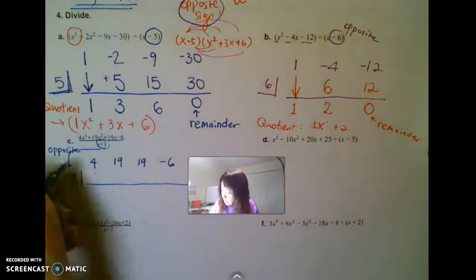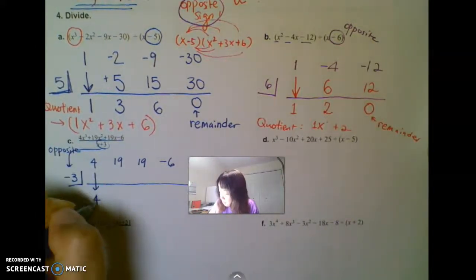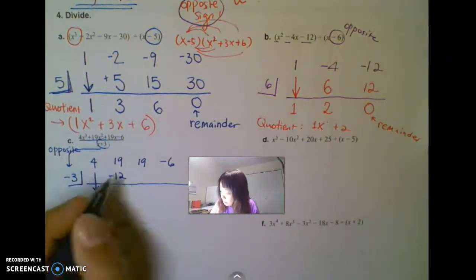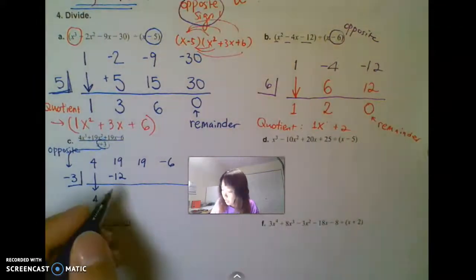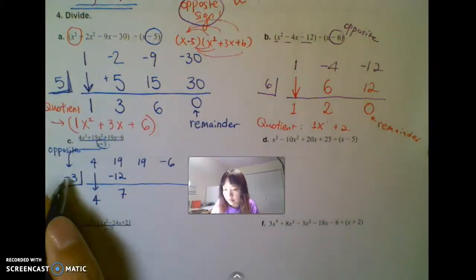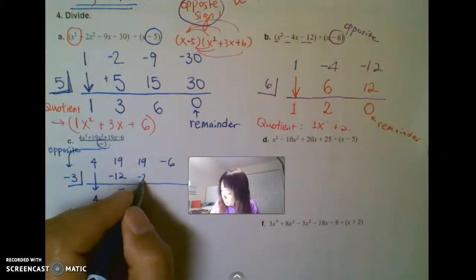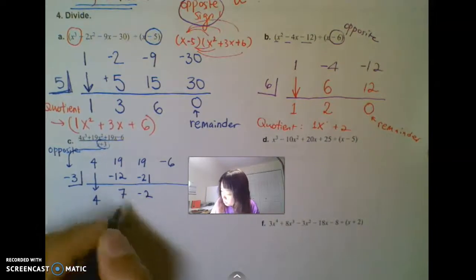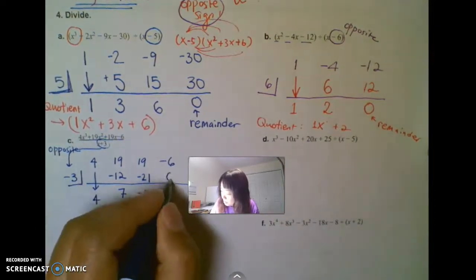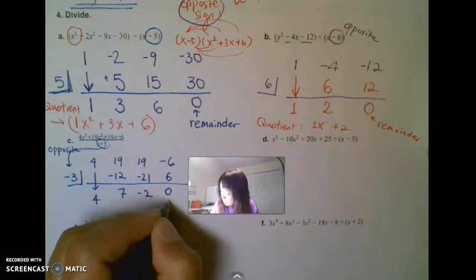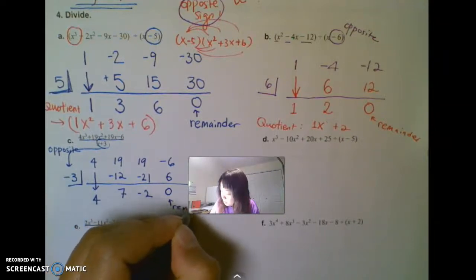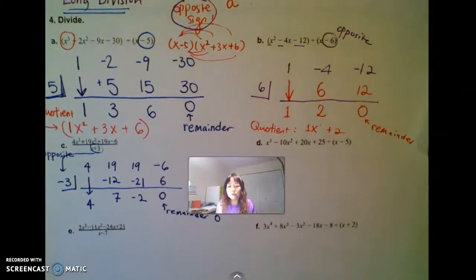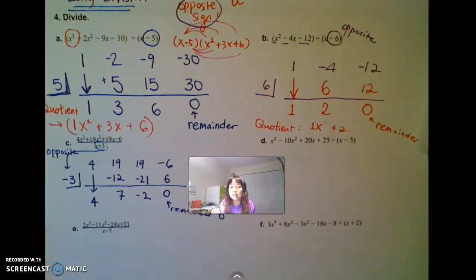We drop the first, that's 4, and we multiply, so that's -12. We add them together, that's 7. We multiply, -21. We add them together, -2. We multiply, +6, and 0. Remainder 0. And when you have a remainder of 0, that means it divides everything evenly.